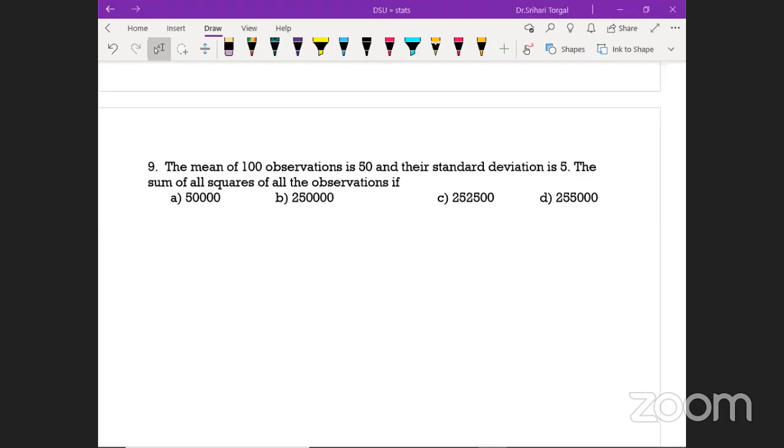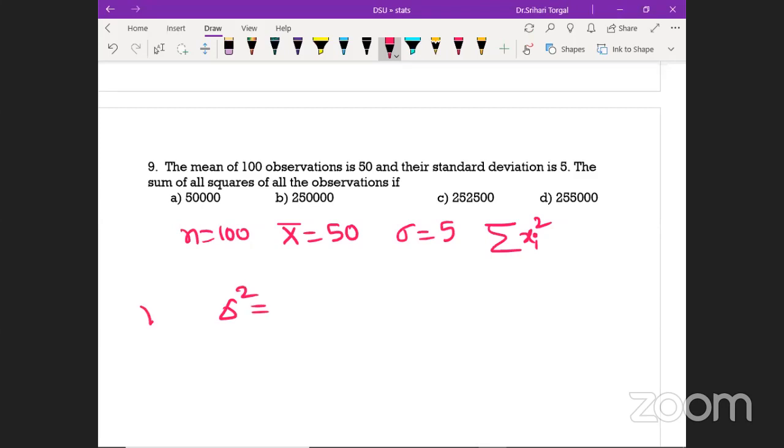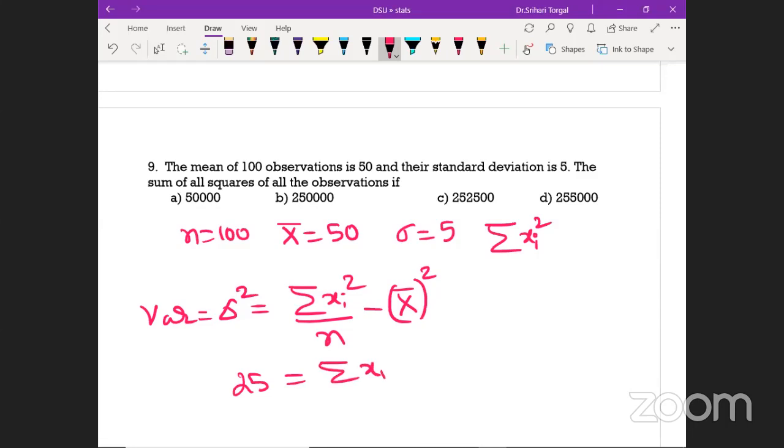Which formula will I use here? The mean of 100 observations. What is the value of n? 100. What is the mean? X bar is 50, they have given. The standard deviation is 5. The sum of squares of all the data, that is sigma xi square, right? Now I will apply the formula for sigma square, that is variance. The second formula I will write here: sigma xi square divided by n minus x bar whole square. X bar is sigma xi divided by n only, no need to divide again by n. What is sigma? It is 5 square, 25. This I will keep as it is because this is the result.